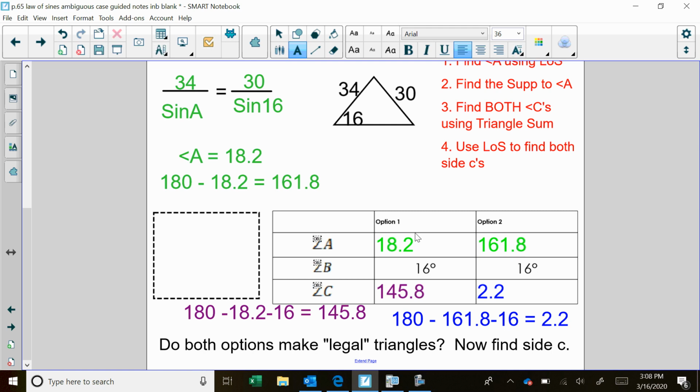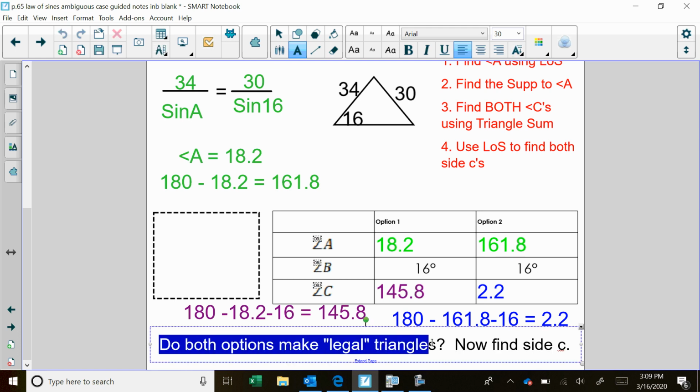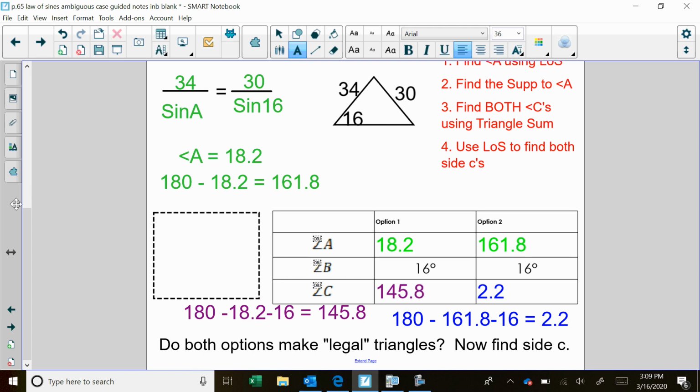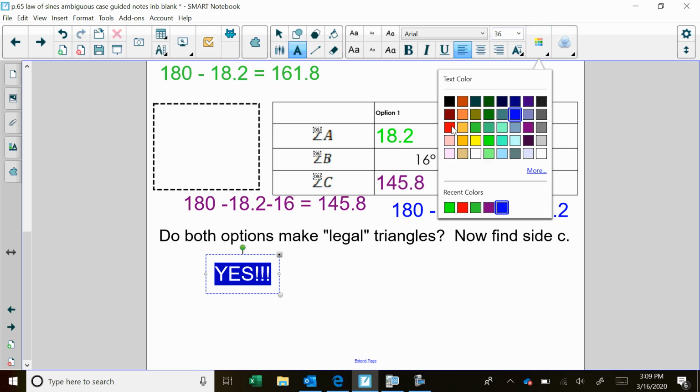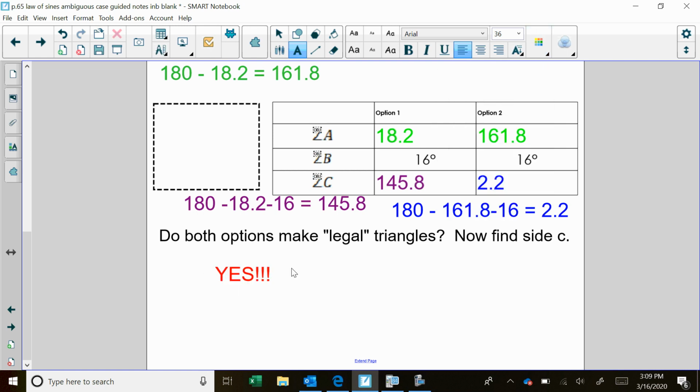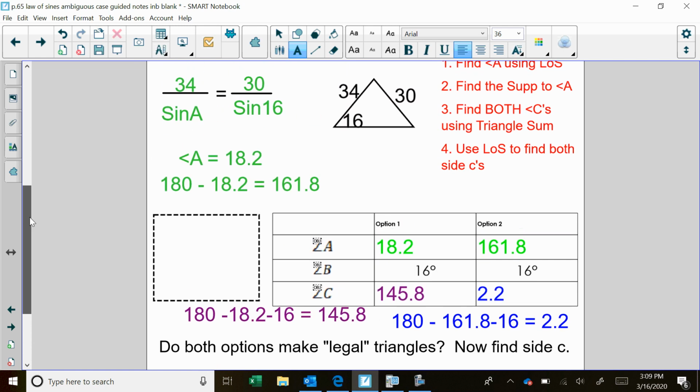Since all angles are positive, we answer the question: do both options make legal triangles? And the answer is, drum roll, yes. Yes. Okay, so then we have to use our law of sines to find little c for both triangles.